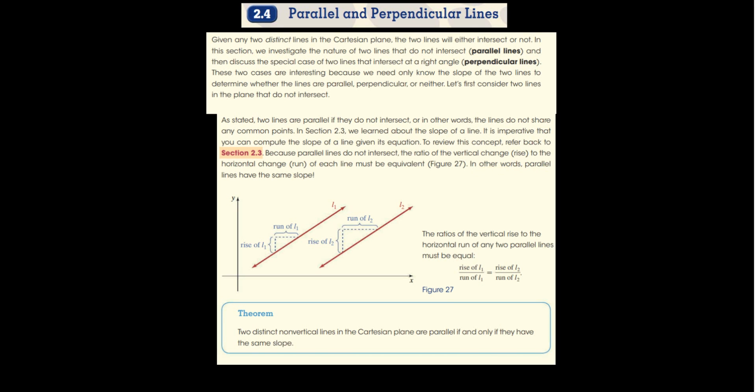Okay, so here we see two lines. They are indeed parallel if you extended them, right? They're parallel lines, and their rise and run have the same ratio. So the ratios of the vertical rise to the horizontal run of any two parallel lines must be equal. So this leads us to our theorem here. Two distinct non-vertical lines in the Cartesian plane are parallel if and only if they have the same slope.